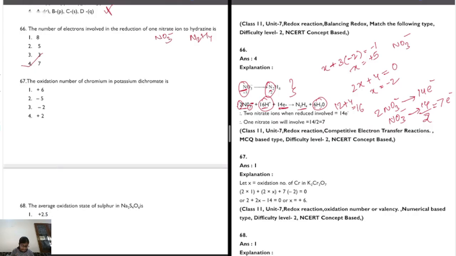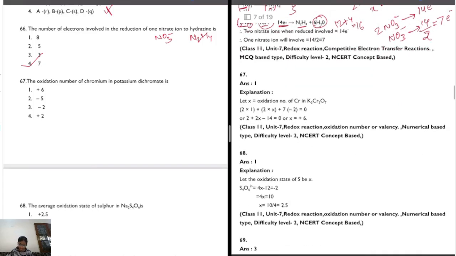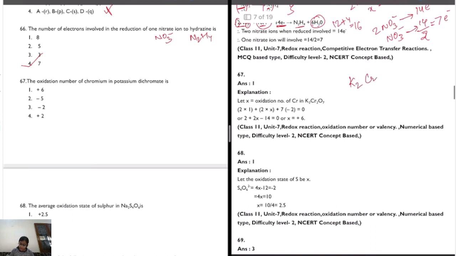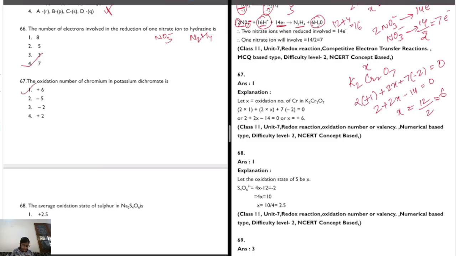Next question, we'll see the oxidation number of chromium in potassium dichromate. This is severely easy. K2Cr2O7. Here, let's consider Cr as x. Therefore, 2 into +1, plus 2x, plus 7 into -2 equals 0. Therefore, 2 + 2x - 14 will give you 0. And x would be 12 by 2, that is 6. So this is the correct answer.